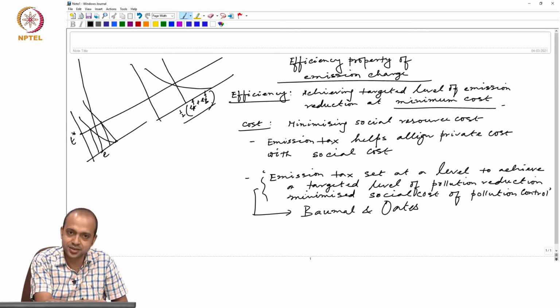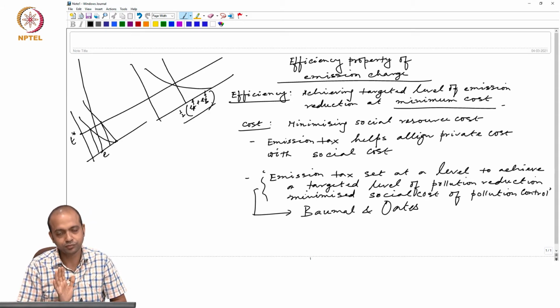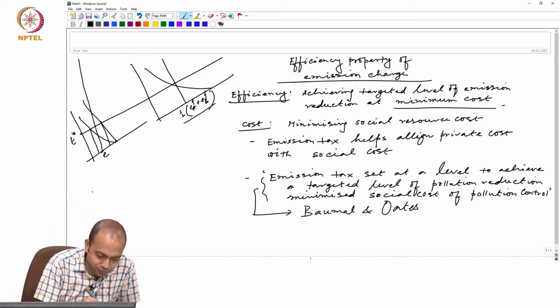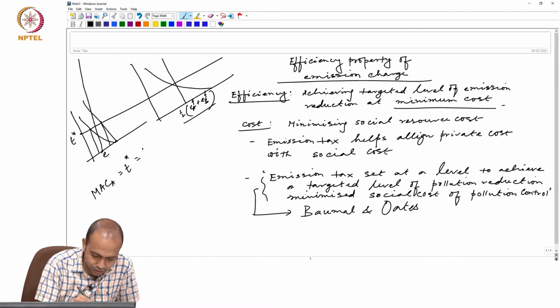If that assumption is valid, if there is no other emission, then the reaction of the private player to this tax, emission tax T star, which is imposed by the social planner or the policy maker, achieves the targeted level of emission reduction, which is half of EFA plus EFB at minimum cost. Okay. Now, how is it happening? Because every firm is basically equating their marginal cost of abatement with the tax rate.